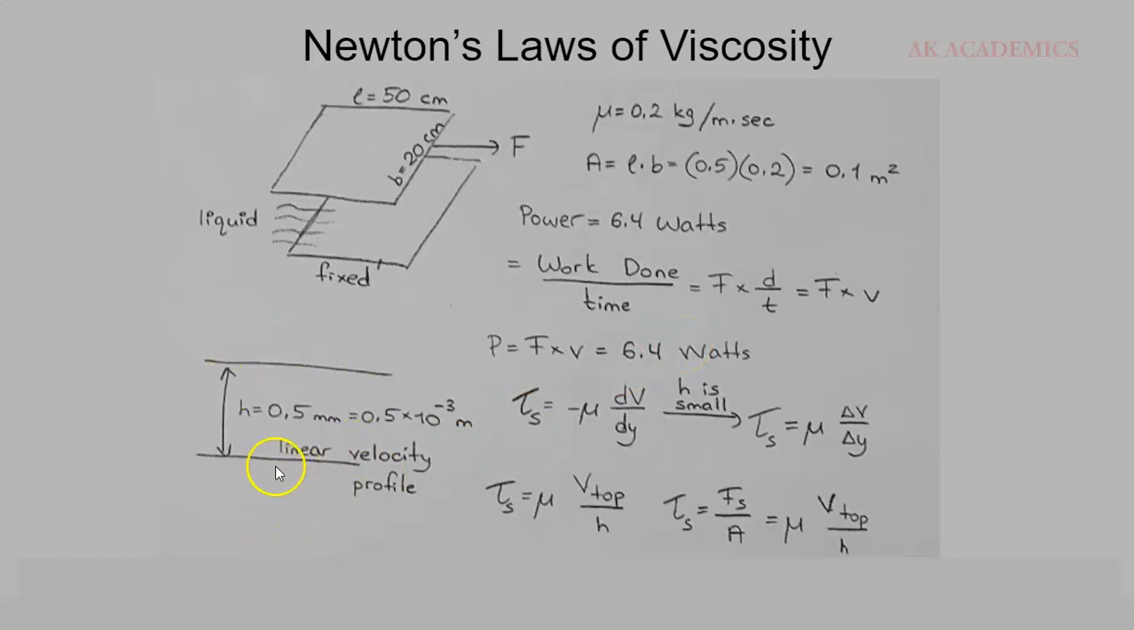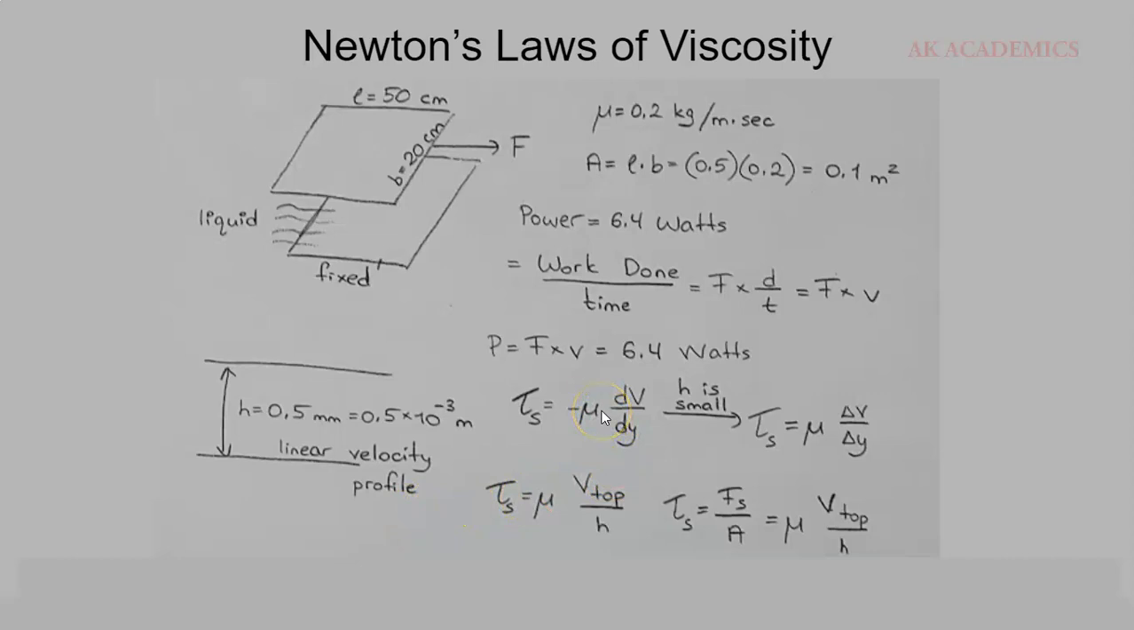Don't forget that we had said that H is 0.5 millimeters as given in the question. You can easily convert that to meters. The gap between the two plates is H, as you can see, and this is very small. So we can assume that we're dealing with a linear velocity profile. You keep that in mind somewhere, and then let's go on.